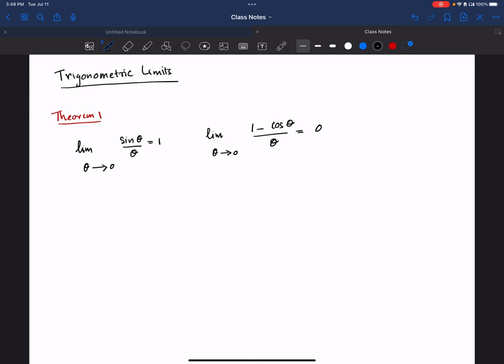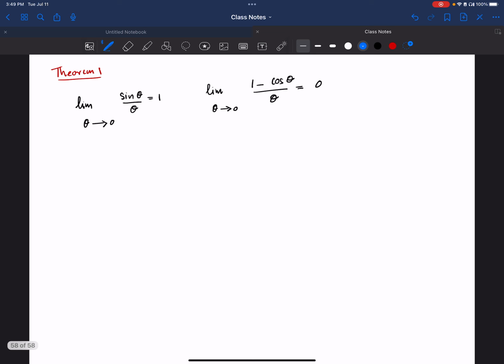Proving this theorem is not necessary, but it is good to know how to do that. You will not be asked to do it in the future, but it is good to know how. To prove this, we're going to use a theorem called the squeeze theorem.